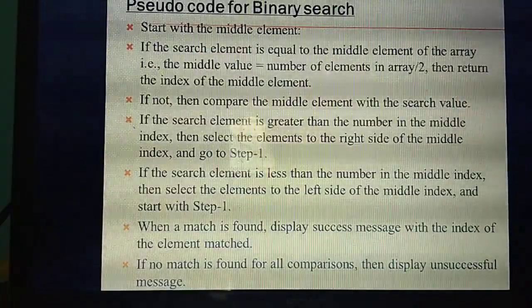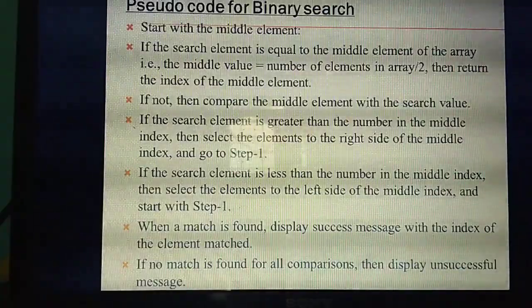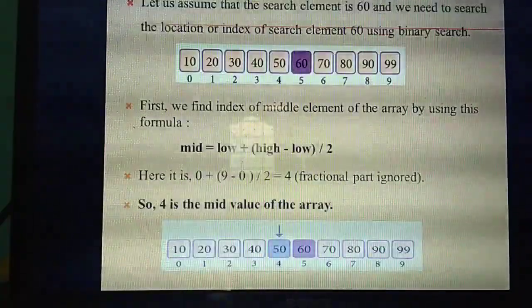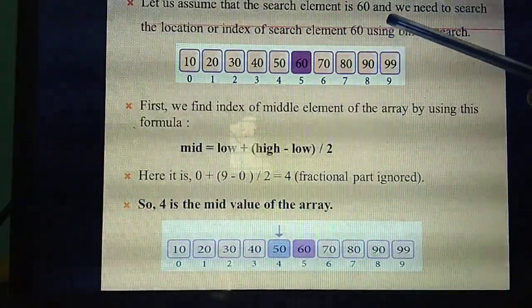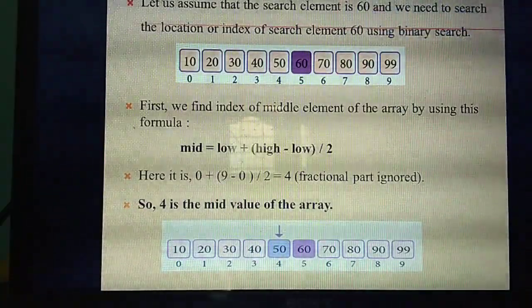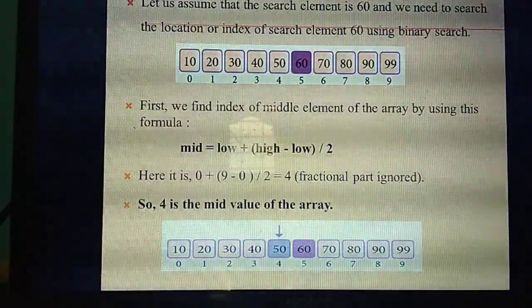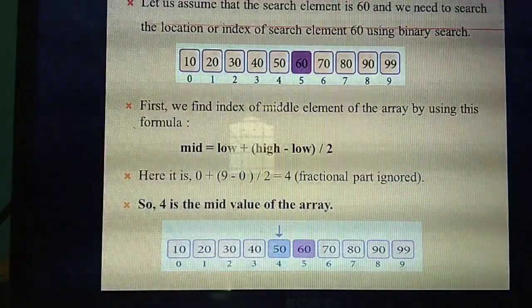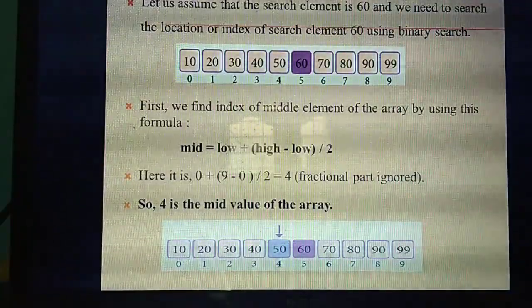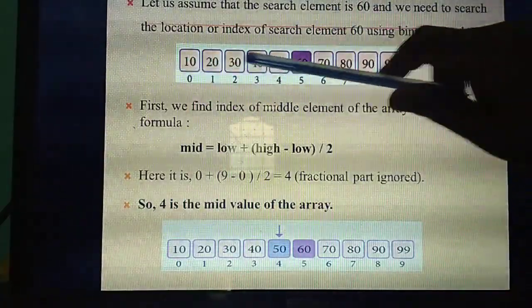Understand the pseudocode? You have studied the definitions, then the pseudocode. Next you are going to see one example. Listen carefully. Let us assume the search element is 60. Before you find this, what was the first step I said? You calculate the middle value. What's the common formula for calculating the middle value? Number of elements divided by 2. So how many elements are there? 0 to 9. Always listen, they are given some elements.